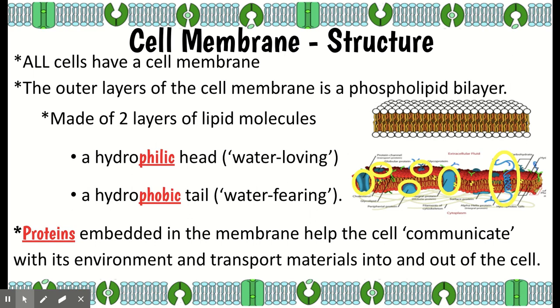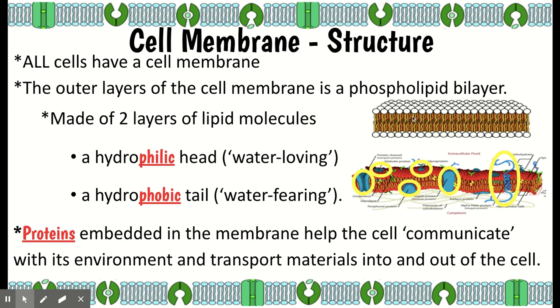The outer layer of the cell membrane is called a phospholipid bilayer. So that means it's made out of fats, which are the lipid part, and phosphate molecules. And then it's a bilayer because it has two layers. So bi means two. So if you see right here in this little picture, we have two layers. So this top layer right here and this bottom layer. So that makes it a bilayer, a double layer. And this bilayer is made out of two layers of lipid molecules.